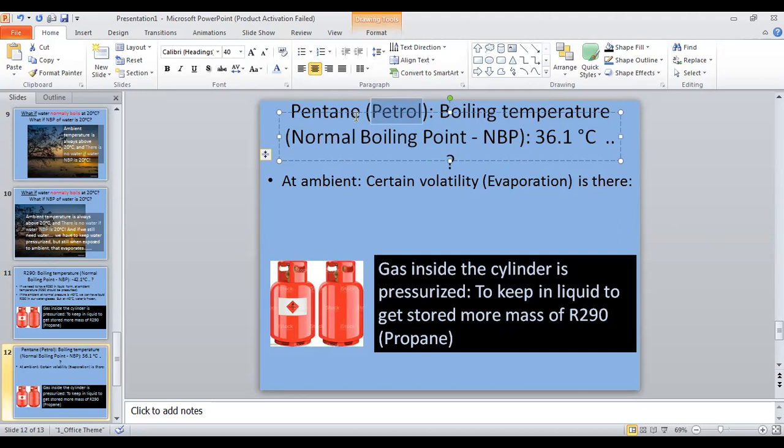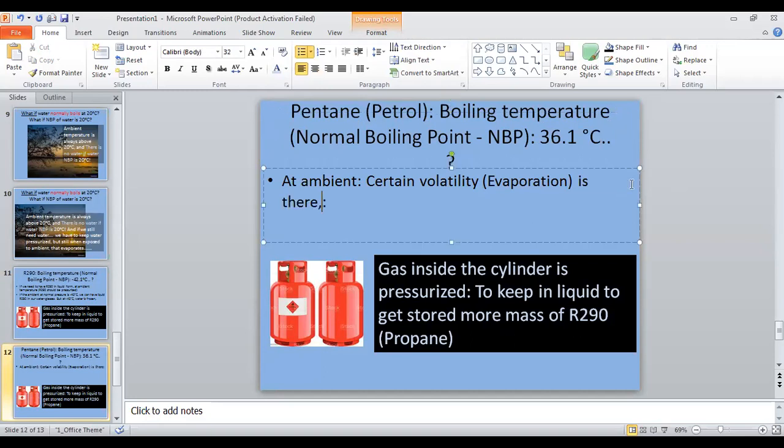So diesel means heavier, no evaporation. Kerosene maybe is a little heavier than petrol. So 36 means mostly in liquid form, but you can see little evaporations.